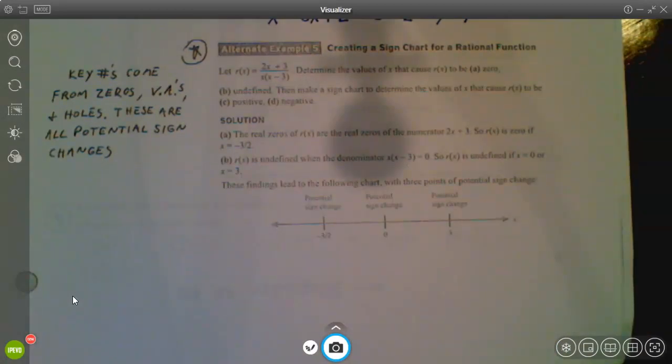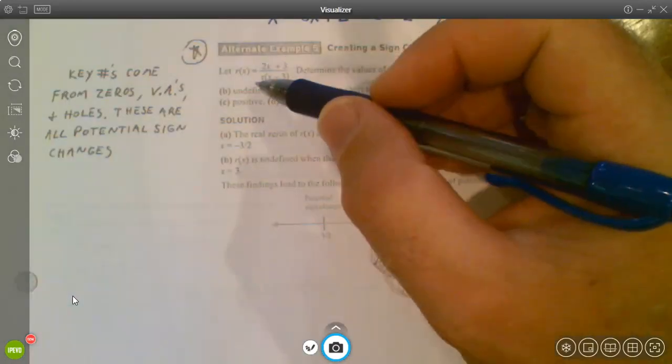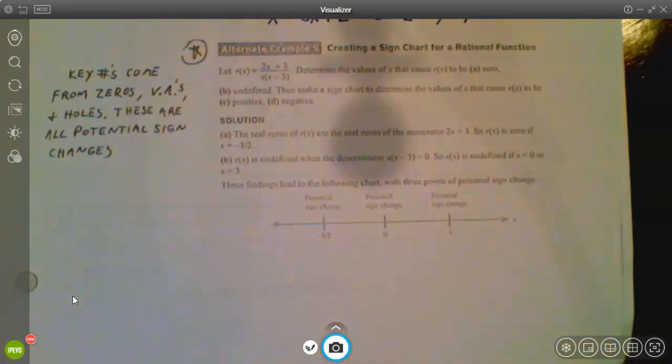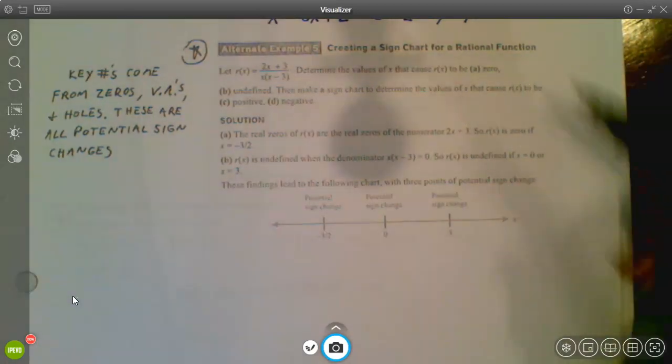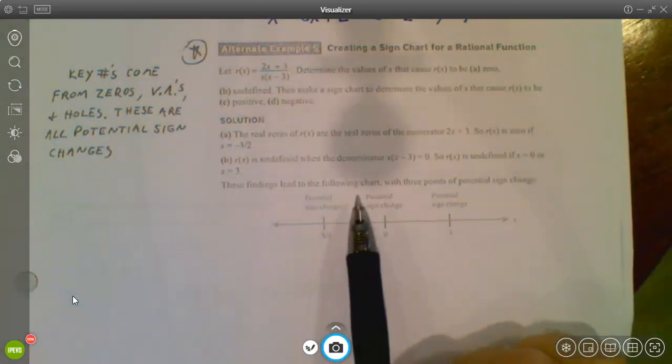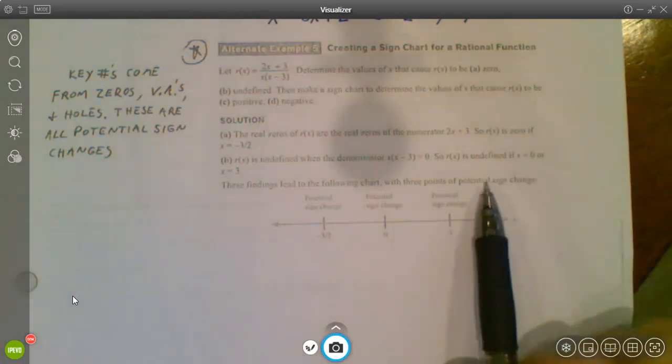There were no holes in this graph. Holes come from removable discontinuity. If you can cross out common factors, those are holes instead of asymptotes. But we didn't have any of those for this one. But that's what we're looking for. So those are the key numbers. From here, we would simply test some numbers to find out which sections of the graph are positive and negative.